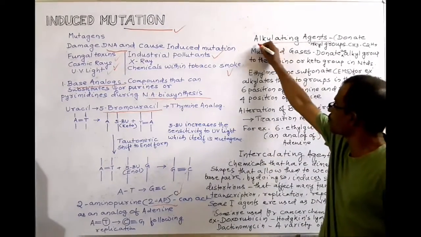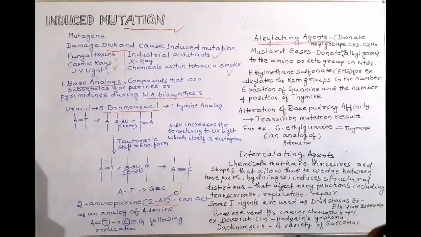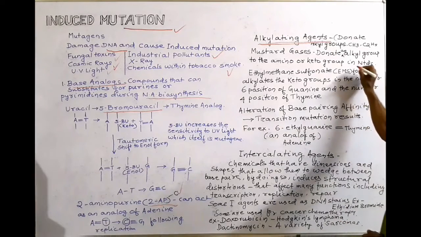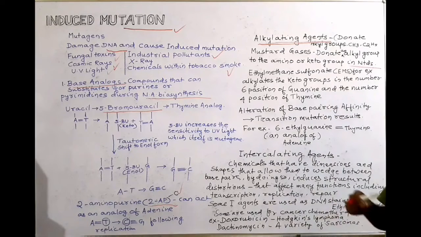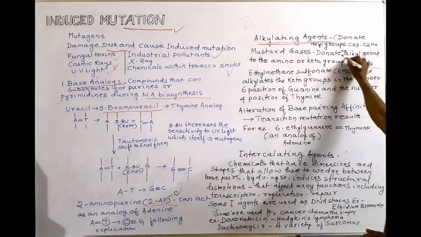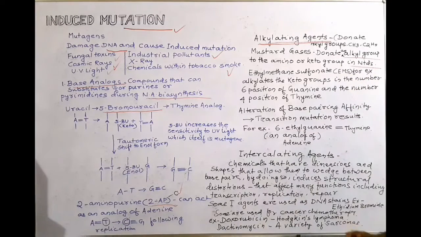There are some compounds known as alkylating agents. Alkylating agents donate alkyl group. For example, mustard gas. Mustard gas, which was discovered during the Second World War, donates an alkyl group to the amino or keto group in nucleotides. Mustard gas is a mutagen. It is an alkylating agent. It can add an alkyl group to the amino group or keto group of various nucleotides.